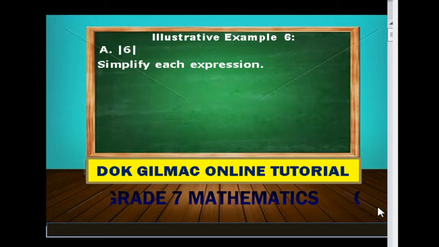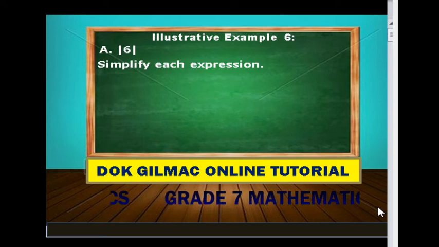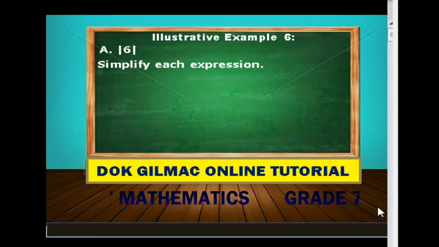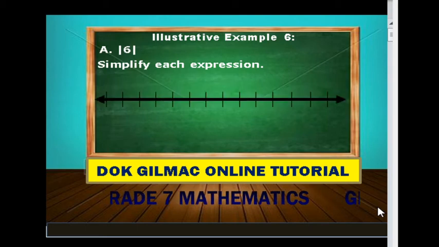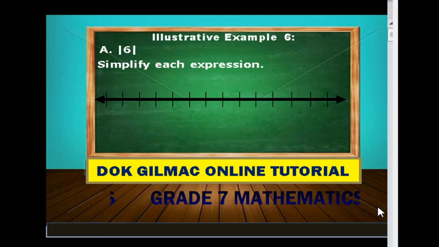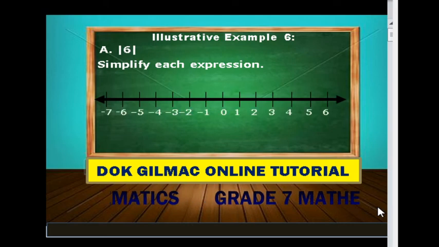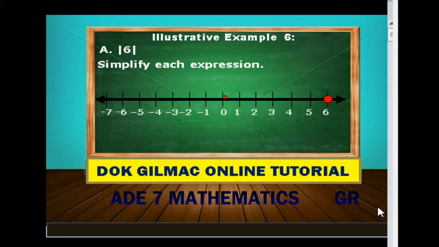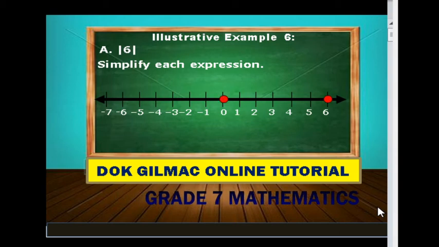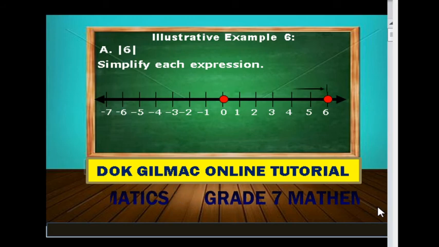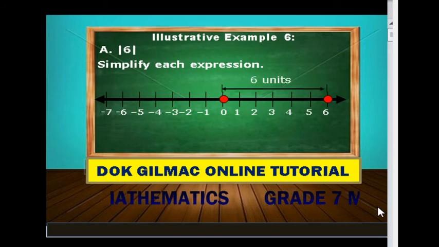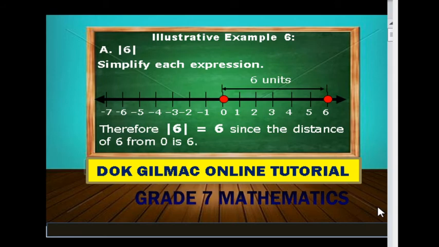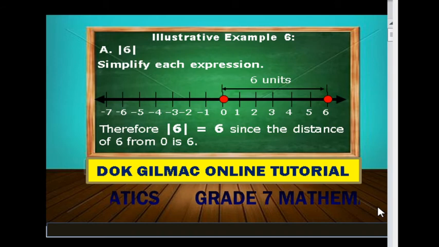Now let's have illustrative example number 6. Absolute value of 6. Simplify again the expression. So let's have the real number line here from negative 7 to positive 6. Let's plot positive 6 and 0. As you can see, 6 is just 6 units from 0. So therefore, the absolute value of 6 is equal to 6. Take note, since the distance of 6 from 0 is 6.